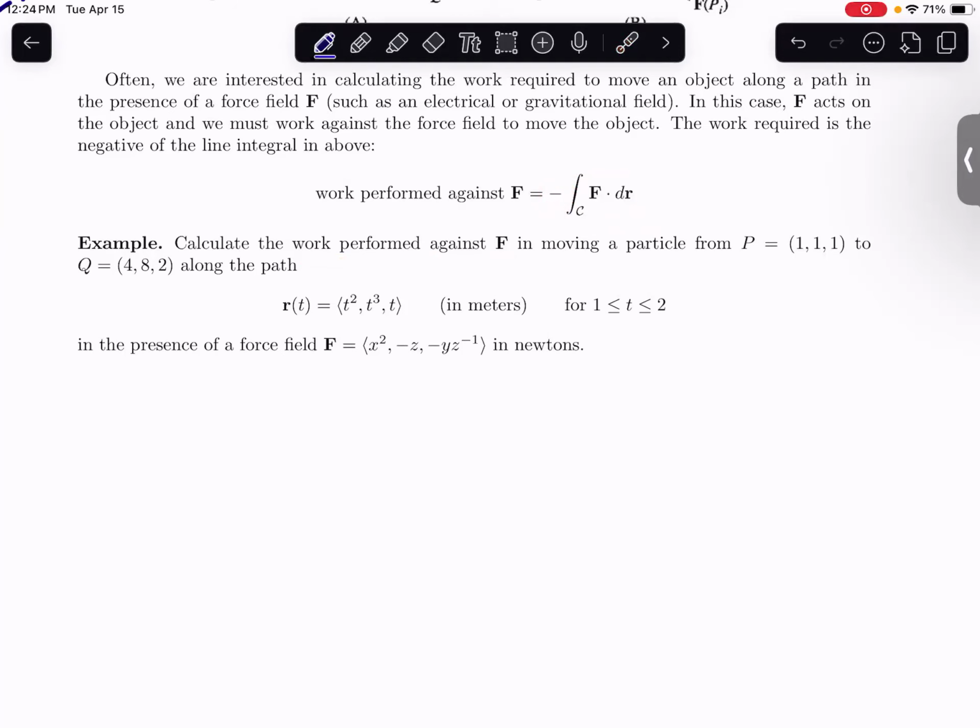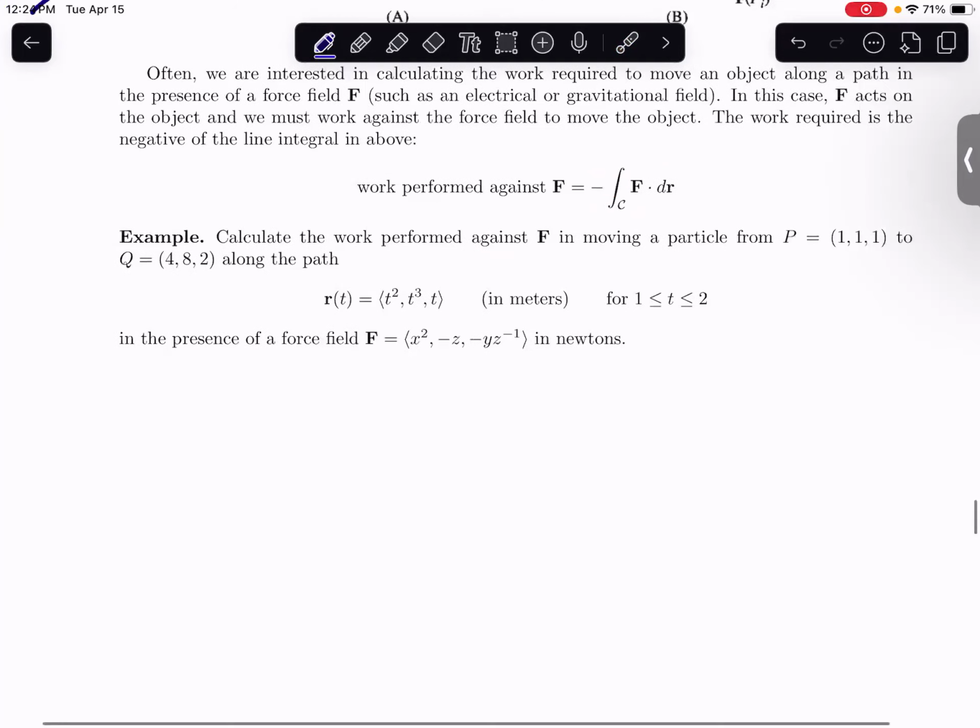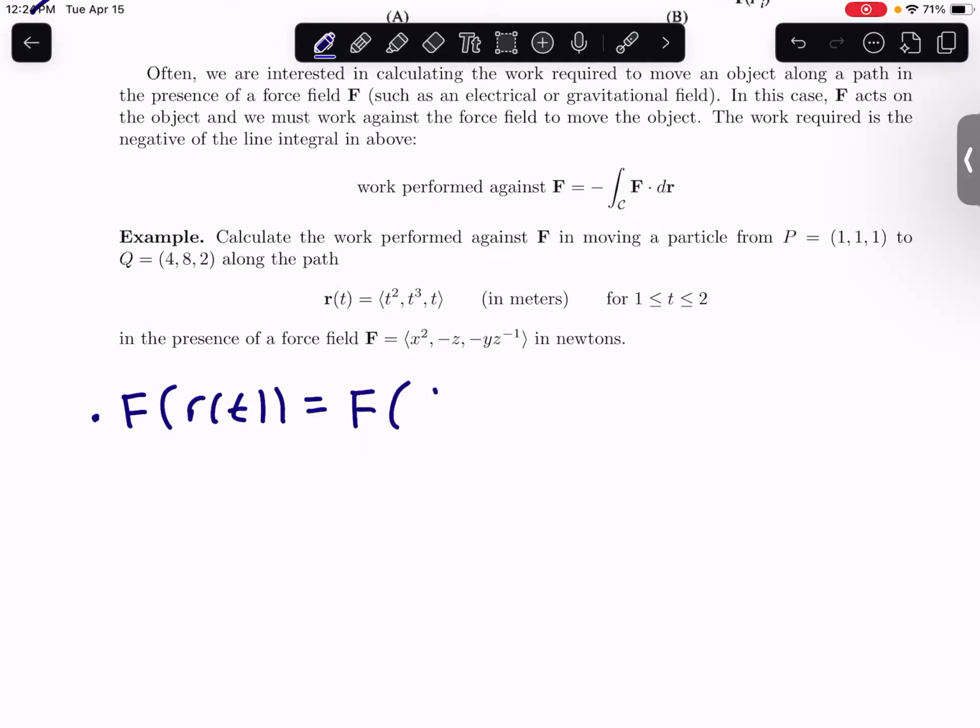And so, if we want to calculate the vector line integral, that means we need to find the composition of F with R of T. So this is going to be F of T squared, T cubed, and then T.